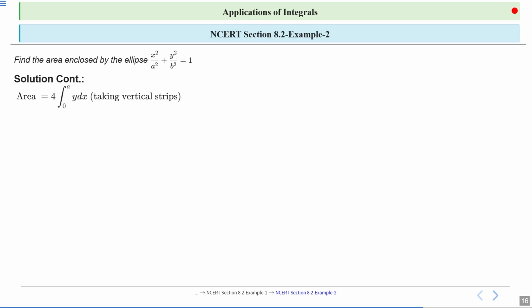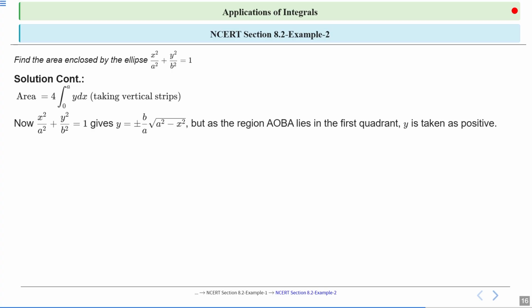Here y is not an independent variable. To find the value of the definite integral, we have to write y in the form of x, with variable x, so that we can integrate it. So at first, we have to write y in terms of x.